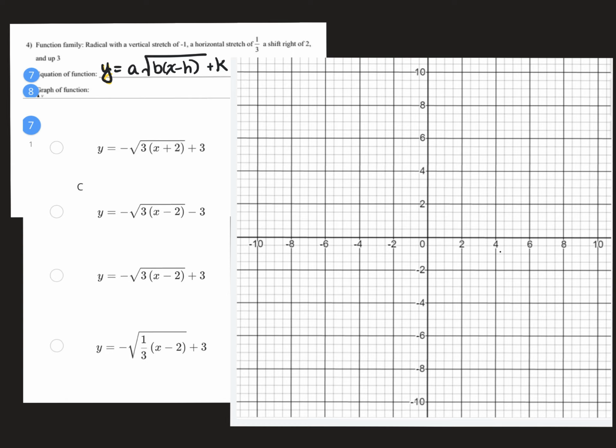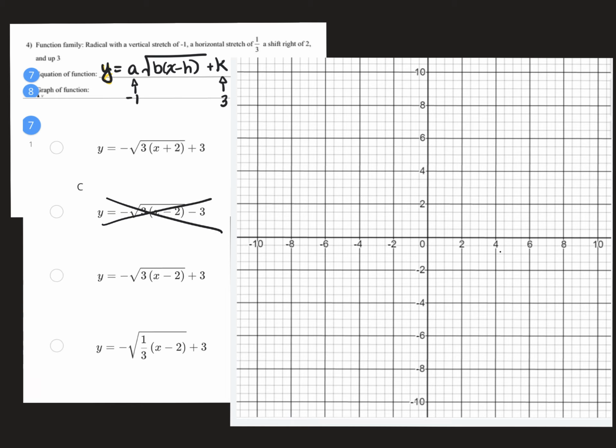But the vertical stretch is your A value. So this should be -1. If I look through all of my choices, they have that as -1, so I can't eliminate anything from that. Some of the other things that are easy to figure out is a shift up of 3. So this is going to be 3. Right away then I can eliminate this choice here because that has a -3.